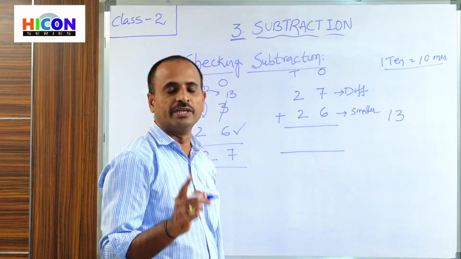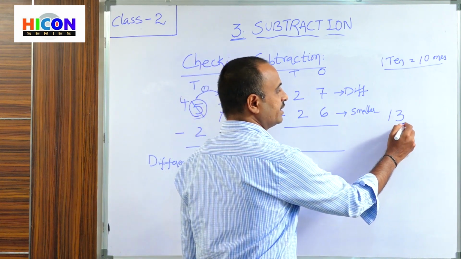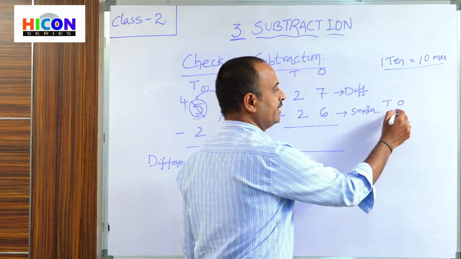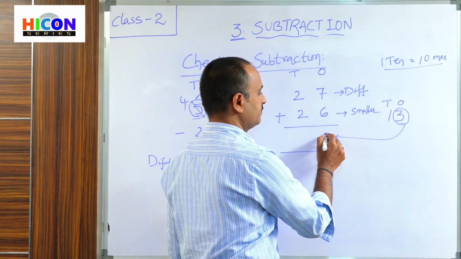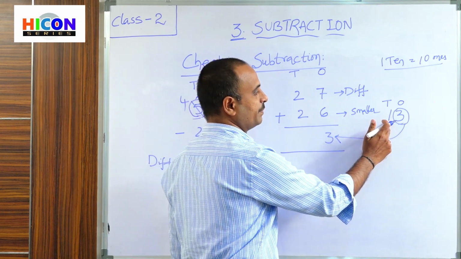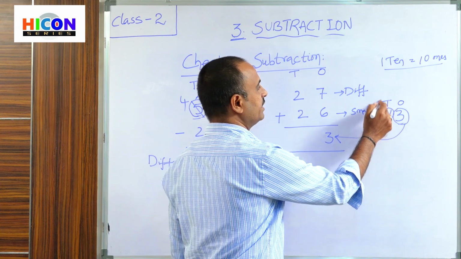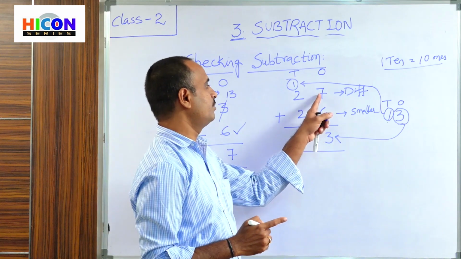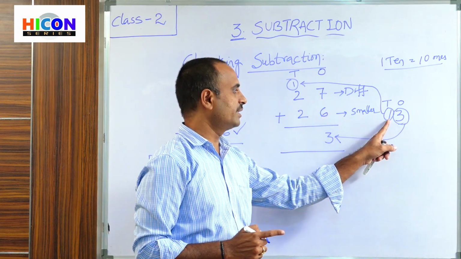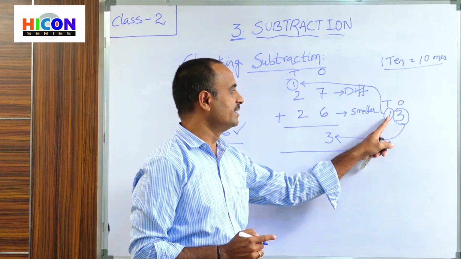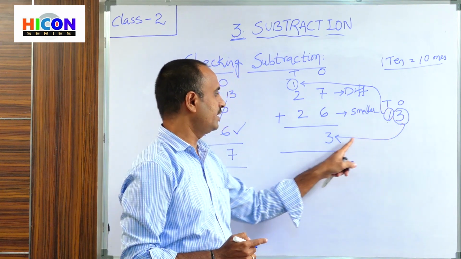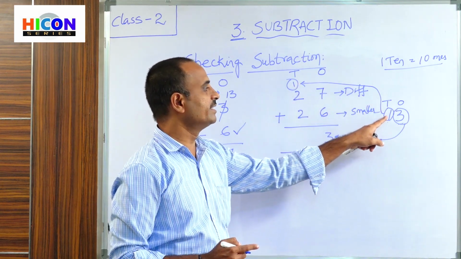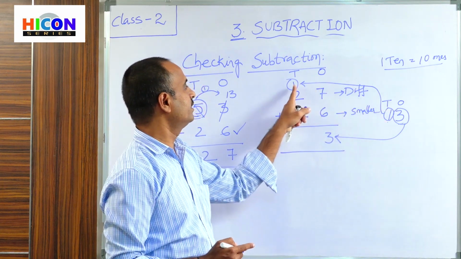If you got 2 digits as the sum, then 3 is present in the ones place and 1 is present in the tens place. So write this 3 under ones place. And 1 is in the tens place, so carry this 1 to the tens place. Children, do you understand? Here the sum of the 2 digits is 13. In 13, 3 is in ones place, 1 is in tens place. So write 3 under ones place and carry this 1 to the tens place.